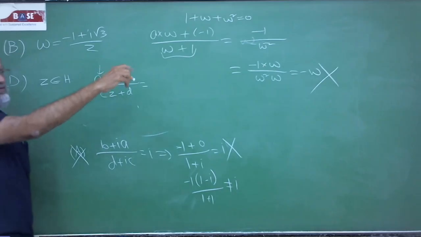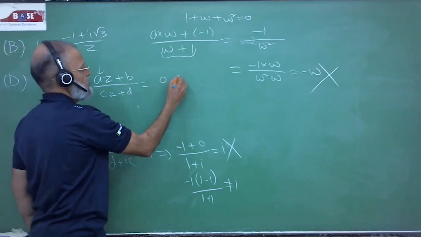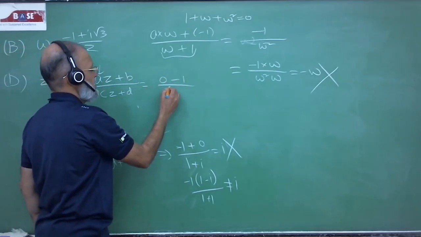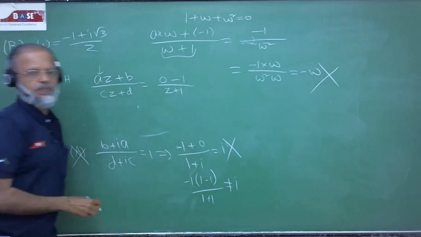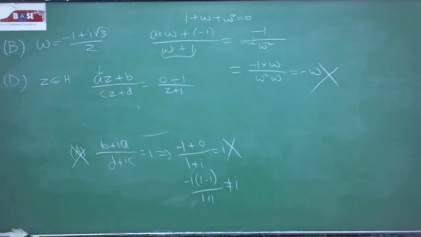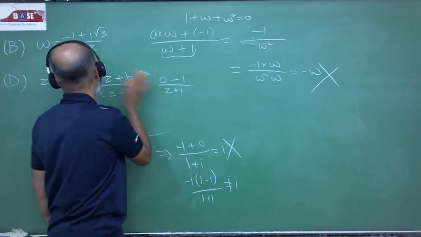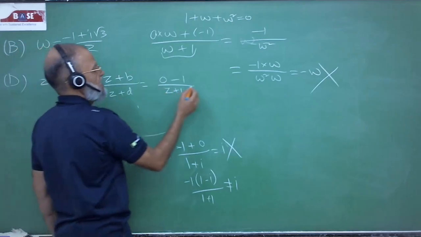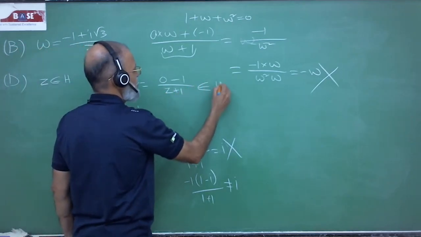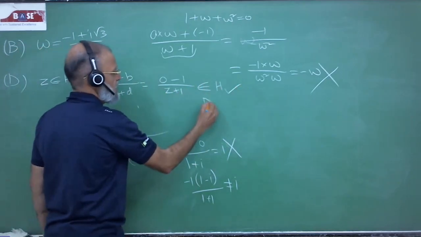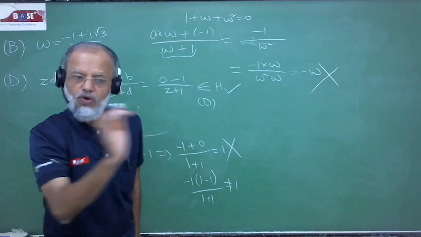Again, the values I have substituted, you will get 0 minus 1 divided by Z plus 1. Now, when Z is a complex number, definitely I can say that Z plus 1 is a complex number. If it belongs to this set H, then definitely this also belongs to H. That is the true option. So I say the D option is the true option.